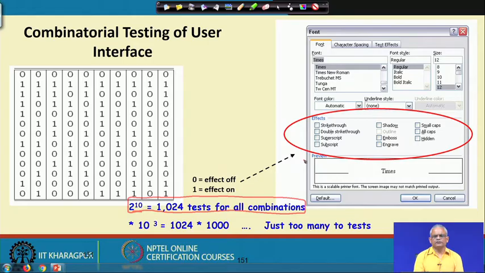We need a technique which will reduce this 1024,000 into, let us say, just 8 or 10 test cases, and also the thoroughness of testing should not suffer too much. Of course, it cannot be exactly as thorough as testing with all possible combinations of conditions, but 99% or so thoroughness must be achieved, and that is achieved by pairwise testing. Let us see the ideas behind this.